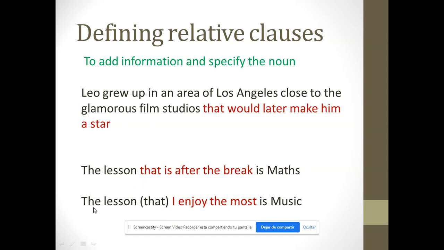But in this case, the lesson that, the subject of this clause is I, because I am the one who enjoys the lesson. So when the relative clause has a subject of its own, you can omit that. Okay, in the case of which or who.